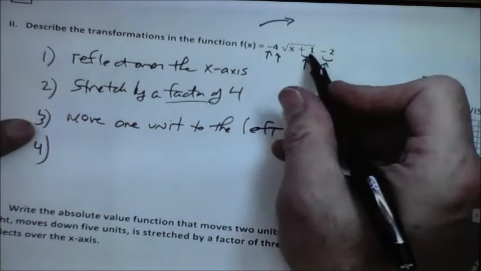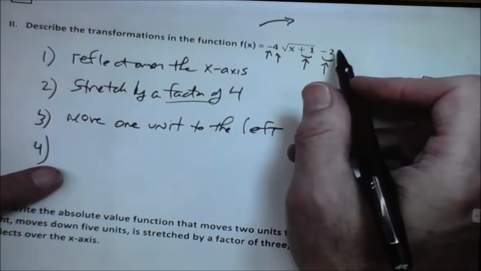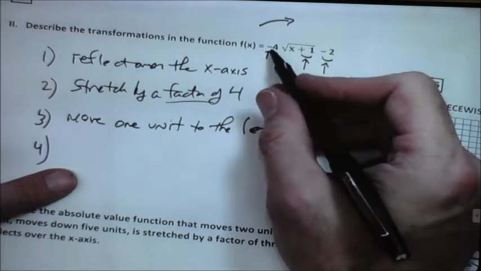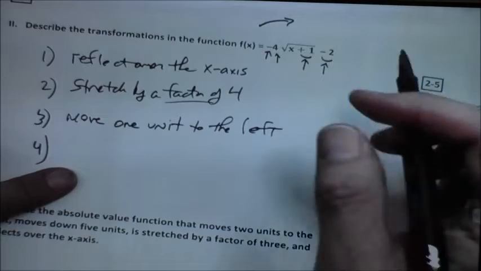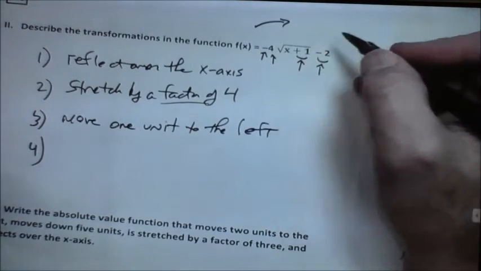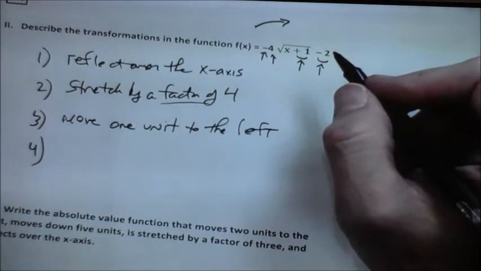And that's how you would say that. And this one's actually, I guess the negative is the easiest when you just remember it reflects over the x-axis, but this one's pretty easy too. What's the negative 2 on the outside tell you to do?